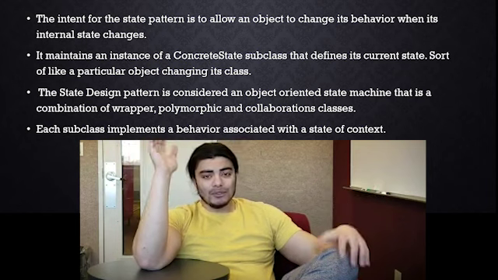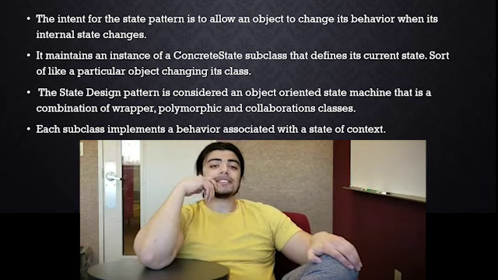All right, so the intent. The intent of the state pattern is to allow an object to change its behavior when its internal state changes. It maintains an instance of a concrete subclass that defines its current state, sort of like a particular object changing its class. The state design pattern is considered an object-oriented state machine that is sort of like a combination of wrapper, polymorphic, and collaboration classes. Each subclass implements a behavior associated with a state context.